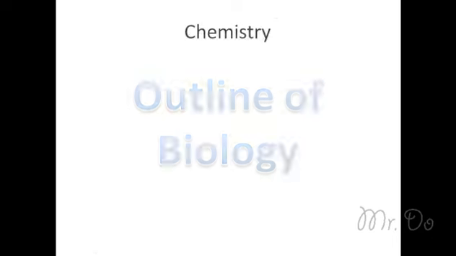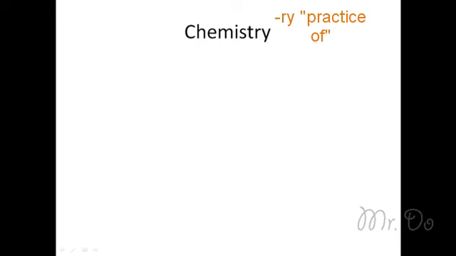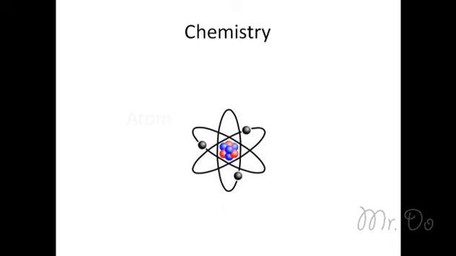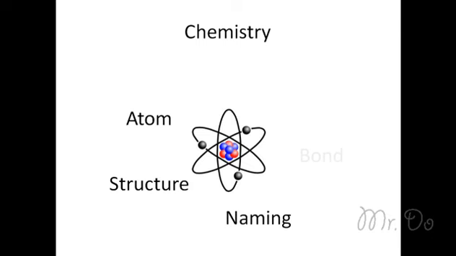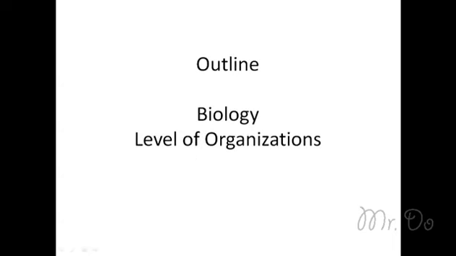Outline of biology. So we're going to get some introduction into biology. In chemistry, all the study revolves around the atom. Pretty much we learn everything about the atom in chemistry, from the structure to the naming to bonds and the equations. So everything in chemistry we learn about revolves around the atom. Biology, on the other hand, is a little bit different.